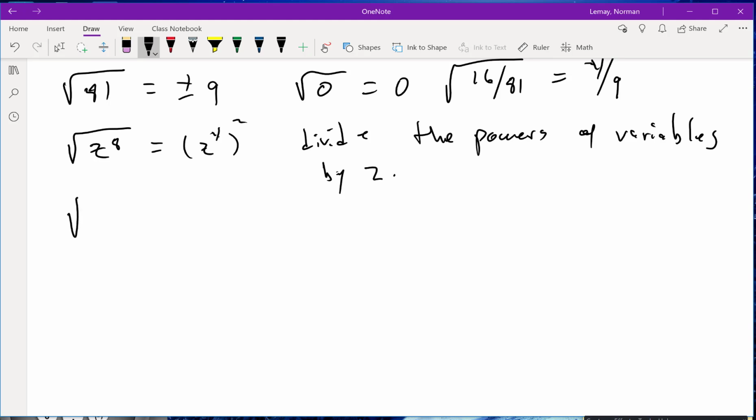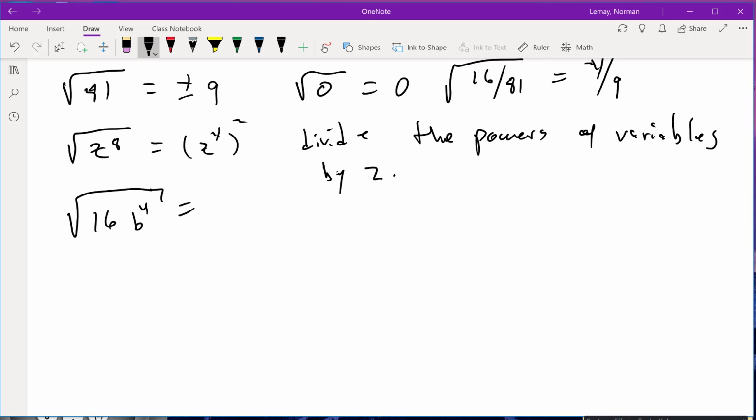So let's take a look at the square root of 16 b to the 4th. So note that the square root of 16 is 4 and b raised to the 4th power. Well, the number 4 is even, so we know we're just going to divide that by 2. So 4 divided by 2, so we get 4b squared. So let's note that the negative of the square root of 36, since the negative is on the outside, is going to be just a negative 6. So let your negatives tag along.